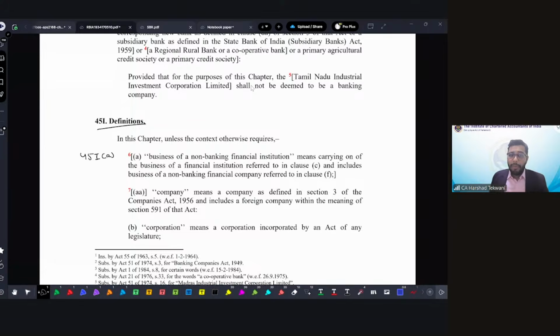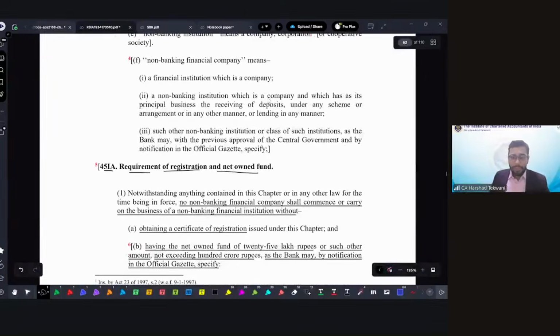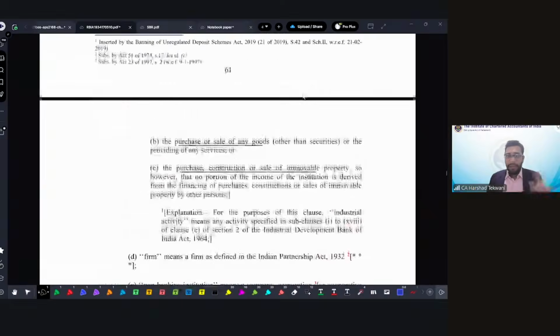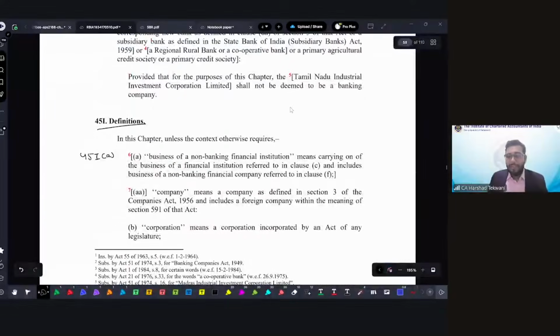And when I talk about 45IA with capital A, that means IA capital. This one is the registration requirement. Two important sections, but both are different: 45I small a and 45IA capital A. Okay. So now 45I small a, the definition of the business of NBFC.